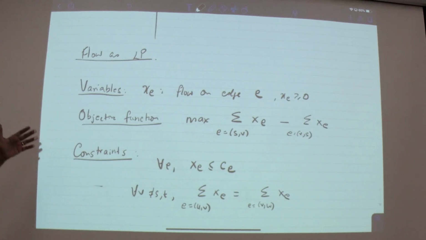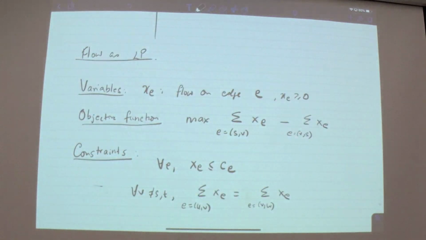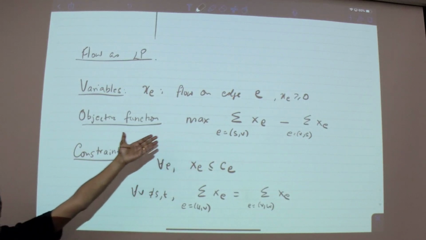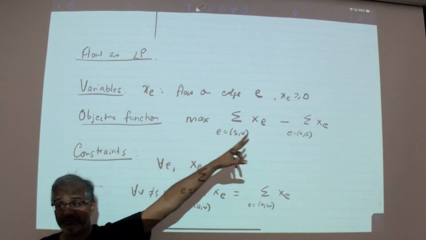So this is now a linear program, right? Because you can write it in the form that you're maximizing an inner product. You can write this as an inner product, right? Because it's coefficients here.